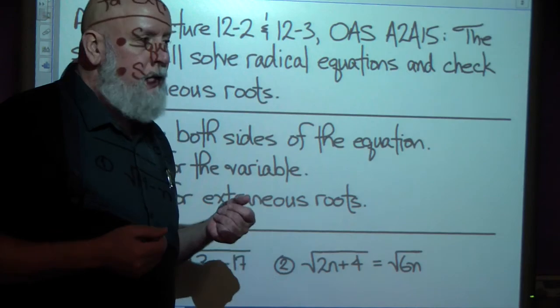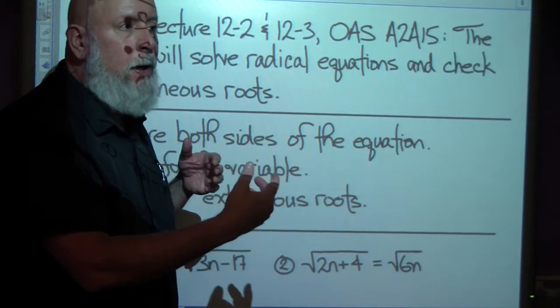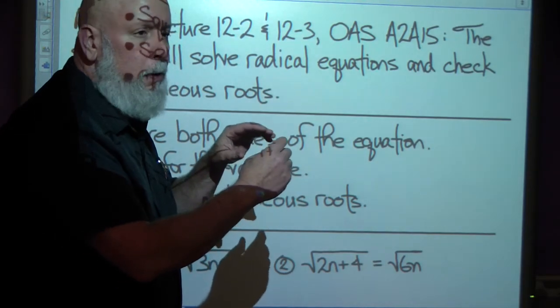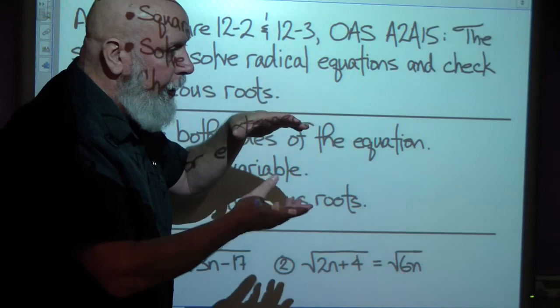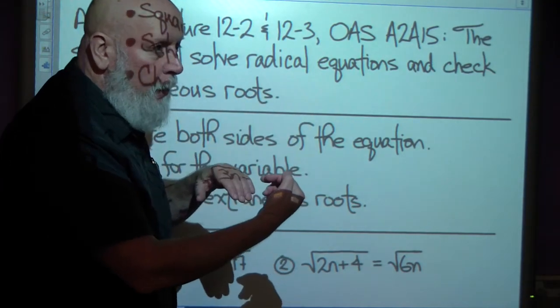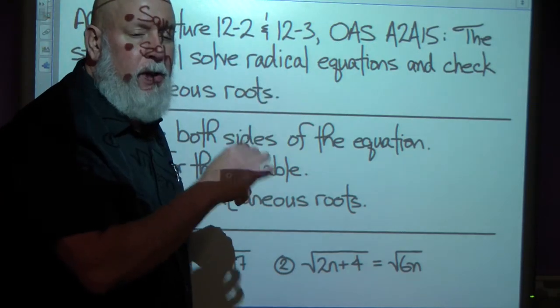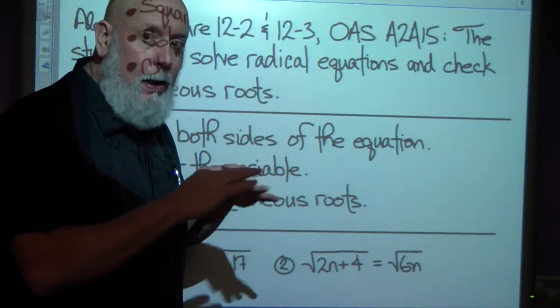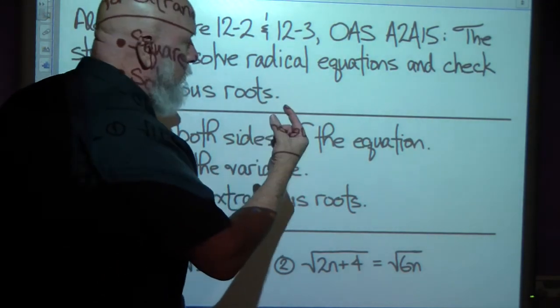And again, an extraneous root is a root that you derive by solving the equation correctly, but the actual, when I say root and solution, they mean basically the same thing. The solution that you get, or one of the solutions, if you get more than one, may not work in the equation. That's called an extraneous root. You haven't done anything wrong, but that particular solution doesn't work.